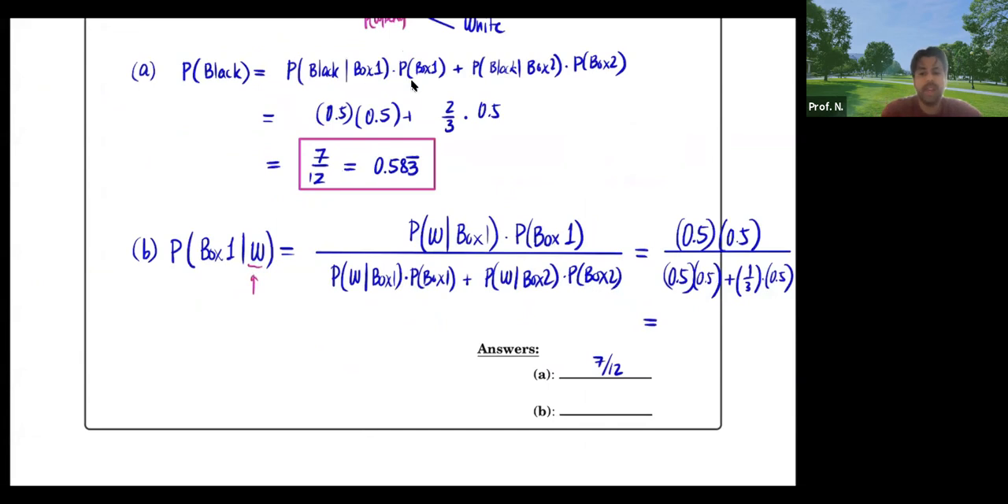So when you put this in your calculator, make sure you put the parentheses around the right places. So from here it's just a calculator question. We get 0.5 times 0.5 in the numerator, divided by 0.5 times 0.5 plus 1/3 times 0.5. So what I got was 3/5, or 0.6.